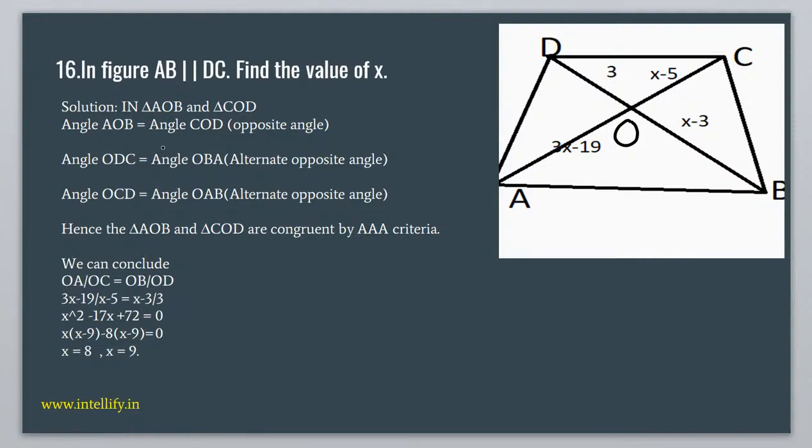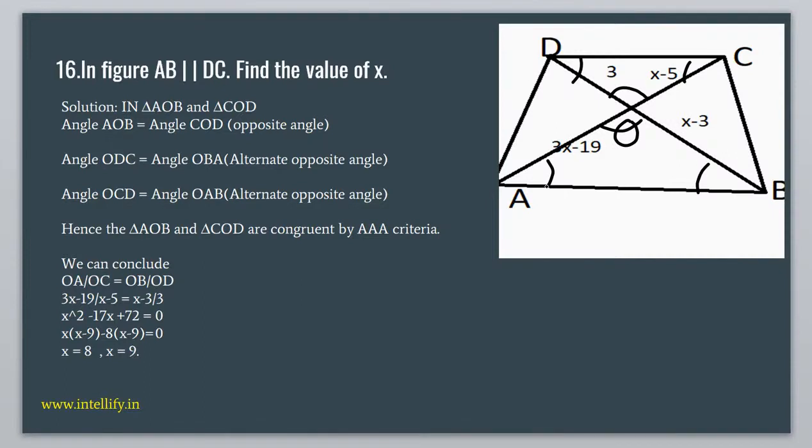From these two triangles, we can conclude angle AOB is equal to angle COD. That is, angle AOB equals angle COD. They are vertically opposite angles, and hence they are equal. Next, we have angle ODC, which is here, and angle OBA, which is here. Since AB is parallel to CD, they will be equal because of alternate angles. Using the same concept, we can conclude OCD equals OAB.